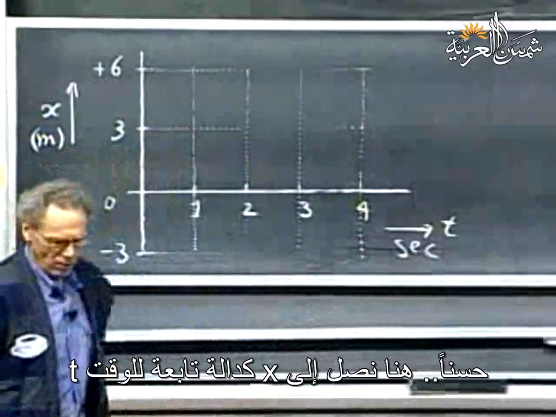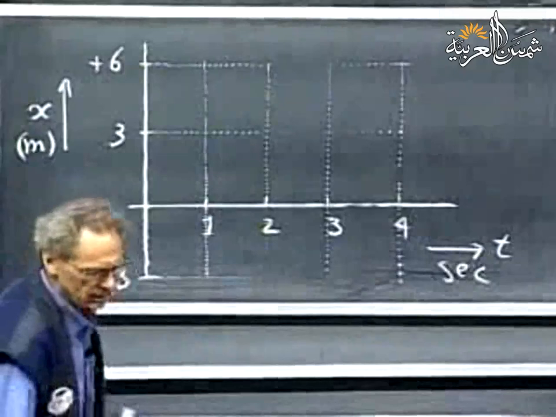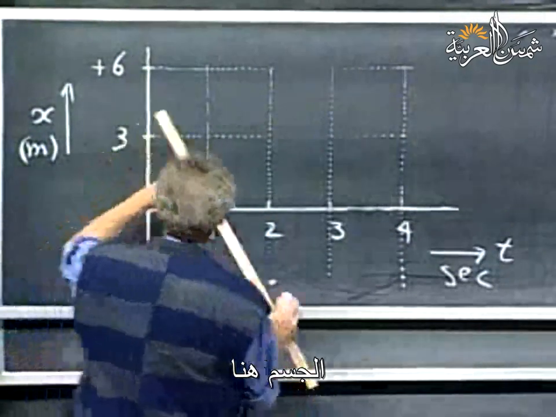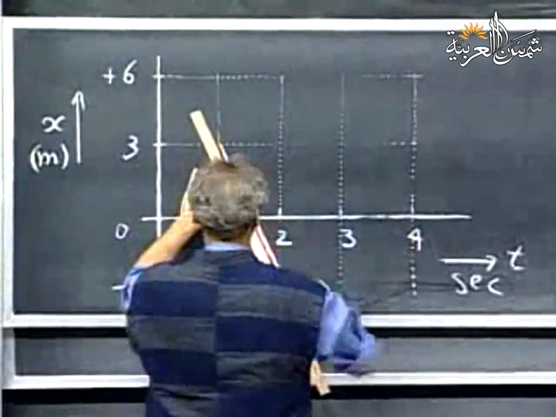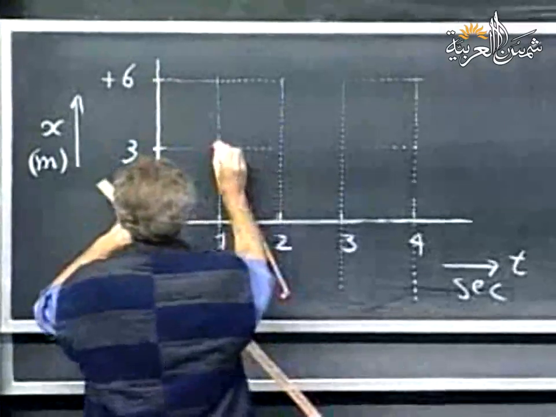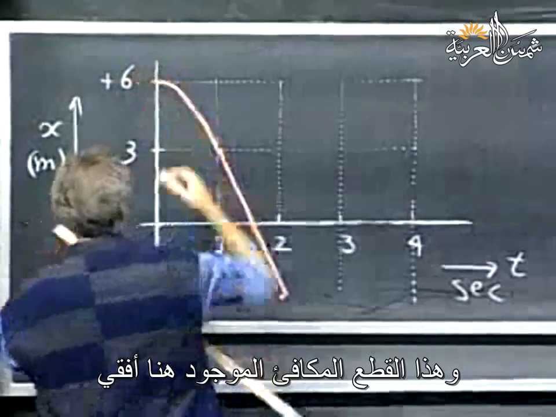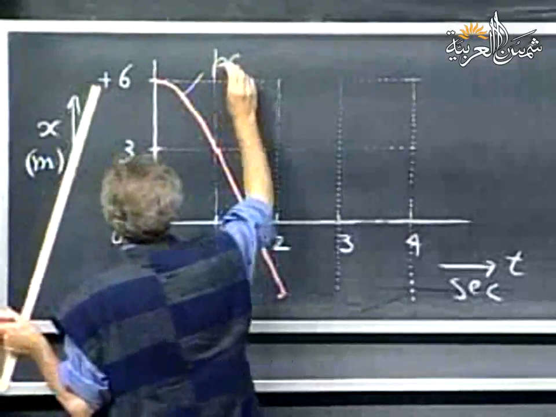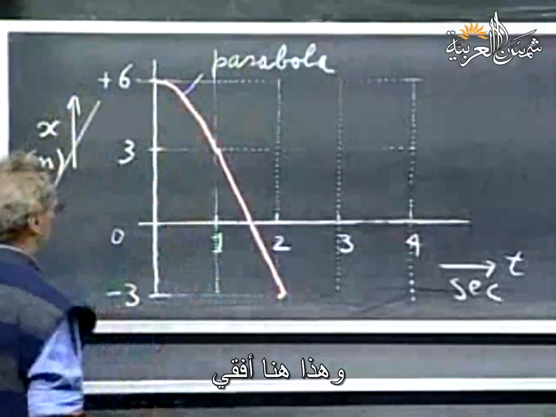All right. So now comes x as a function of t. At time t equals t seconds, the object is here, and it came from there. And this part is a parabola, and this parabola here is horizontal. It's important. You have to know that. So this is a parabola, and this here is horizontal.